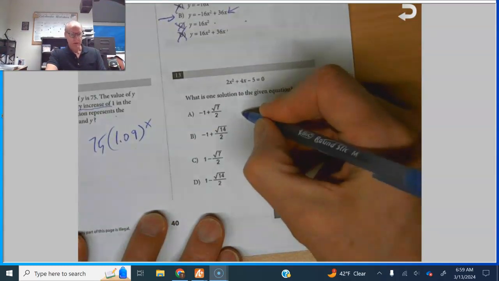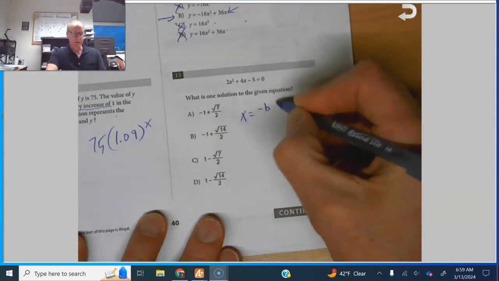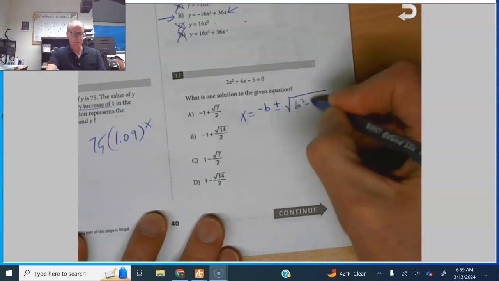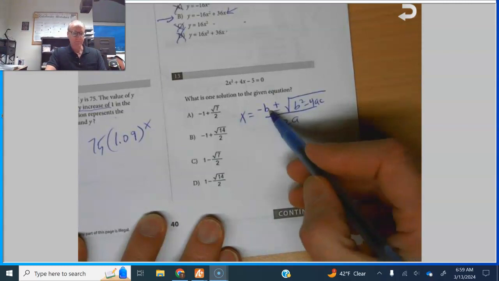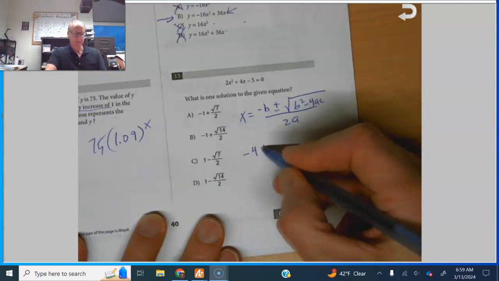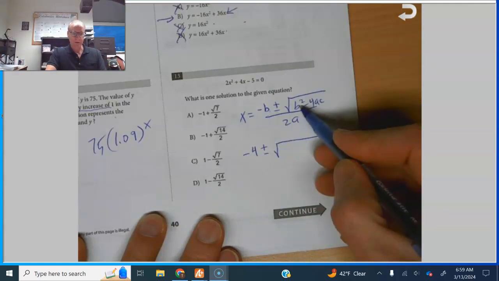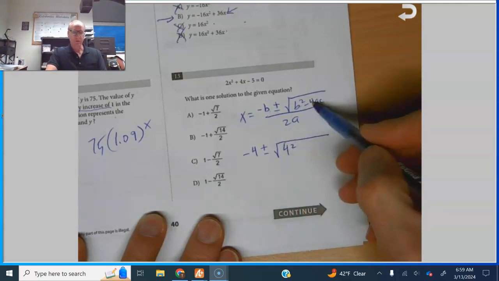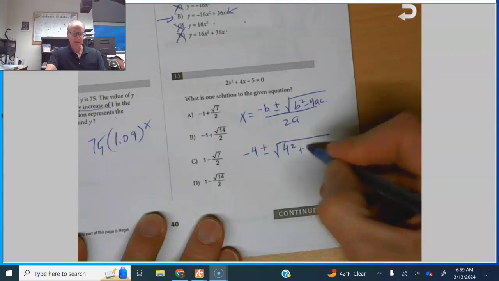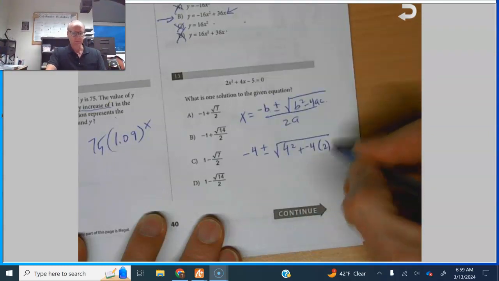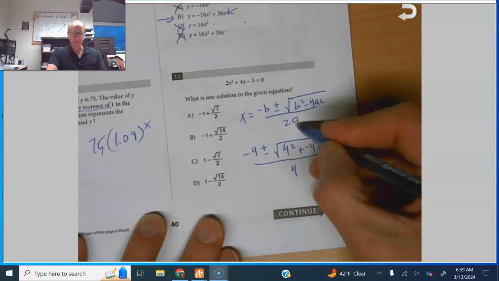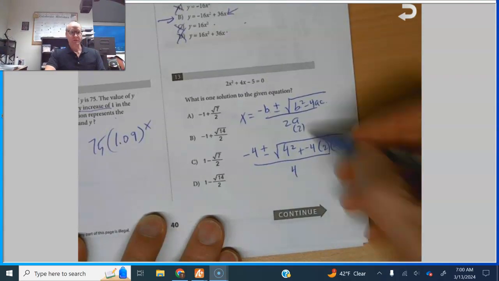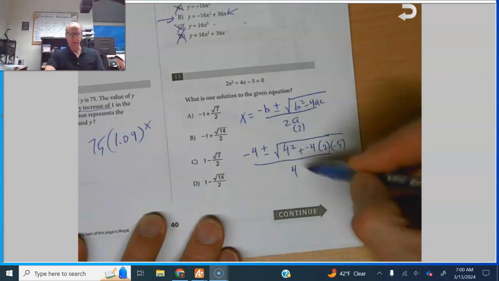And of course, you should know it. X is equal to negative b plus or minus the square root of b squared minus 4ac all over 2a. And you put them in. So negative b is negative 4 plus or minus the square root of b squared, that is 4 squared, minus 4ac. This is where I like to put plus a negative 4 times a, which is 2, times c, which is negative 5. Hopefully you can see this is a positive over here. And it's all being divided by 2a, which is 4. 2 times 2 is 4. It looks like we've got a negative 1 in the beginning, because negative 4 over 4 is negative 1.